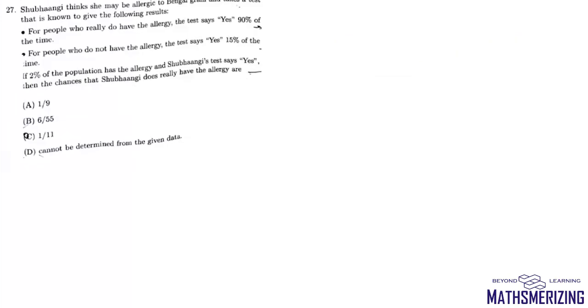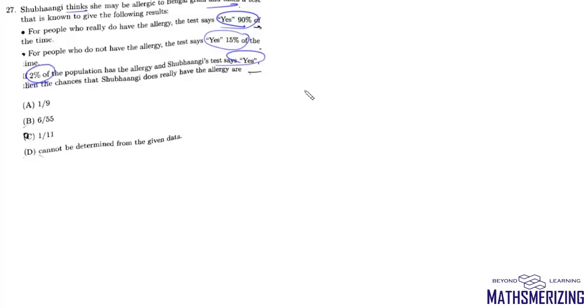Now question number 27, it's a standard Bayes theorem question. We are given that some person is allergic to a certain thing and there is a test for that. This test is known to give the following result. For people who really do have the allergy, the test says yes 90% of the time, and for people who do not have the allergy, the test says yes 15% of the time. If 2% of the population have this allergy and the test says yes, what is the chance that this person does really have the allergy?